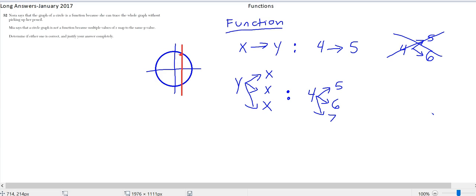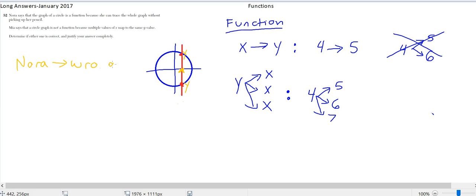Since this vertical line passes through the circle over here and over here, it's not a function, because that means that this x value over here corresponds to a y value over here and to a different y value over here. So it is not a function. So Nora is incorrect.